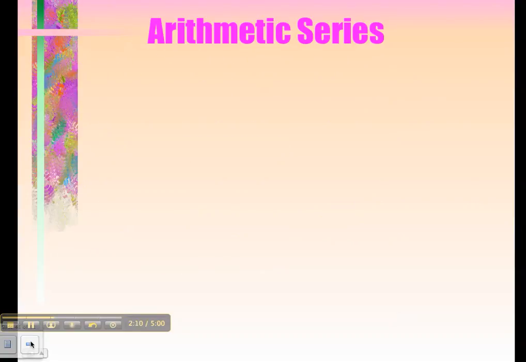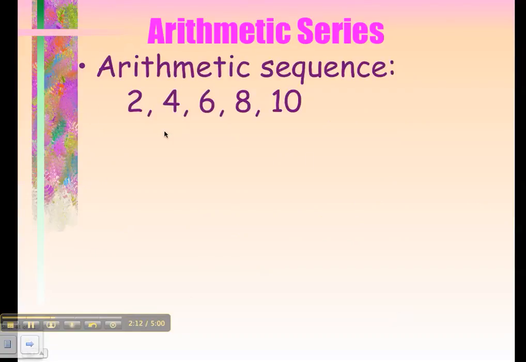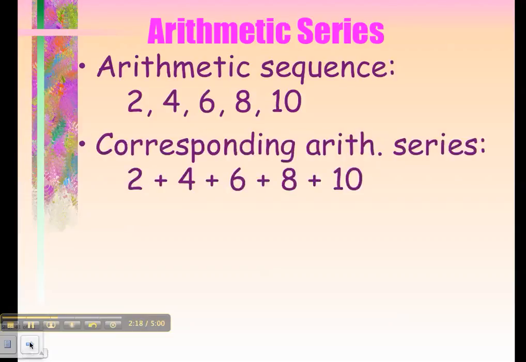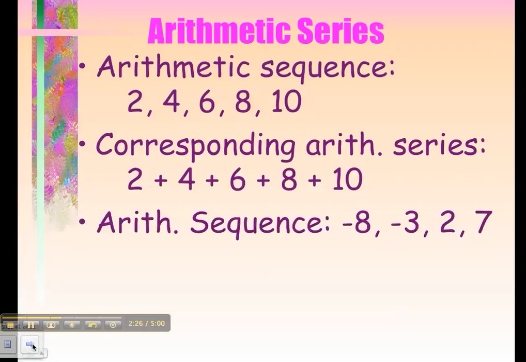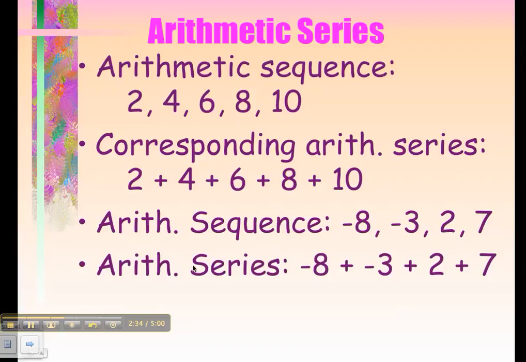So let's say I have the arithmetic sequence 2, 4, 6, 8, and 10. It's all of the even numbers from 2 to 10 inclusive. The corresponding series with those numbers would be the sum of those terms. And let's say I have another arithmetic sequence, like -8, -3, 2, and 7. The resulting series would be the sum of those terms. Get it? Not that bad.